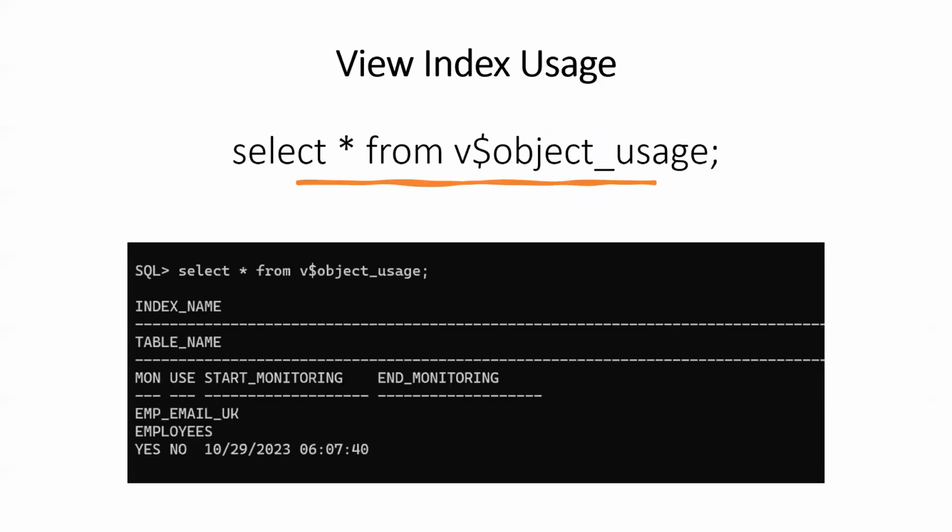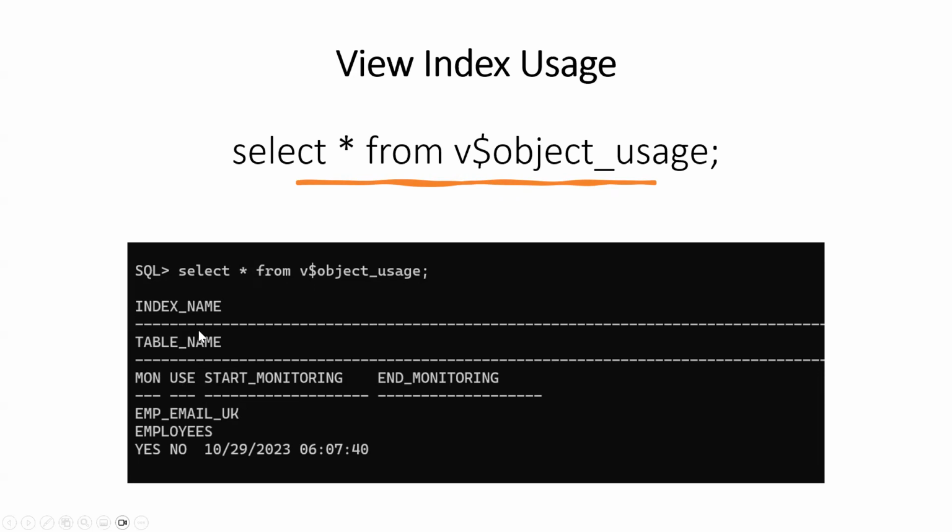And how to view that? We need to have access to a view called V$OBJECT_USAGE. What does V$OBJECT_USAGE provide to you? It provides the complete details about the index name, the table name, and whether monitoring is enabled or not, yes or no. For example, monitoring yes, usage no.